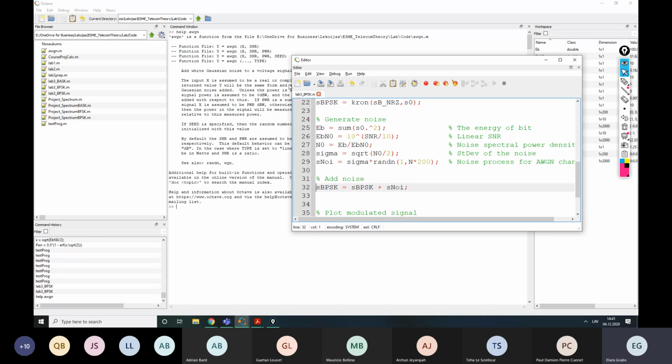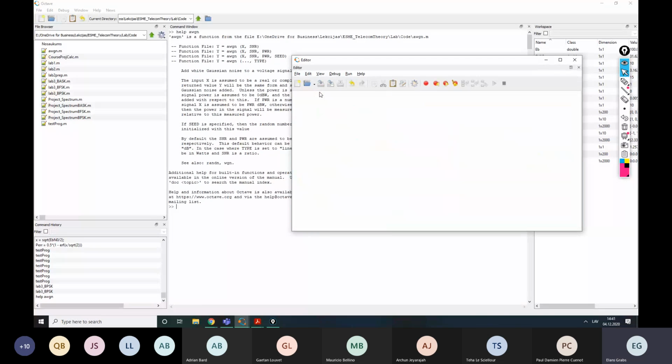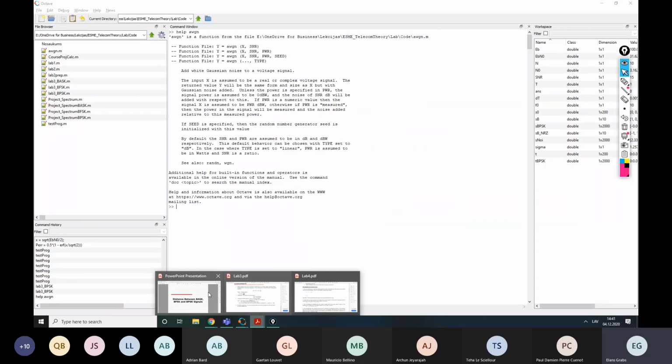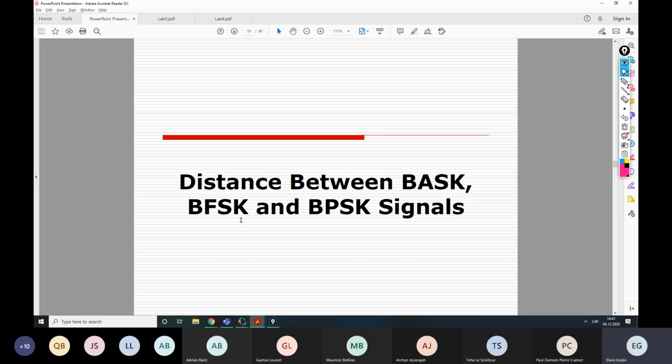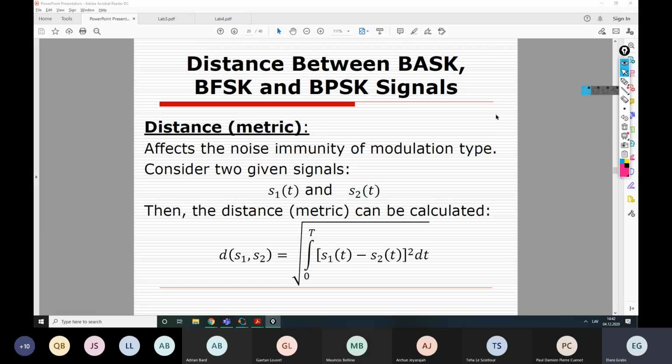So we will continue working on these programs after the lecture. But first, we need to talk about receiving of the signals. The important parameter here is the distance between these modulated signals. We have covered this topic a little bit before, when we talked about formulas for error probability calculation for each of these modulation types. So now let us talk a little bit more mathematically about this. What is that distance and what does it really show?